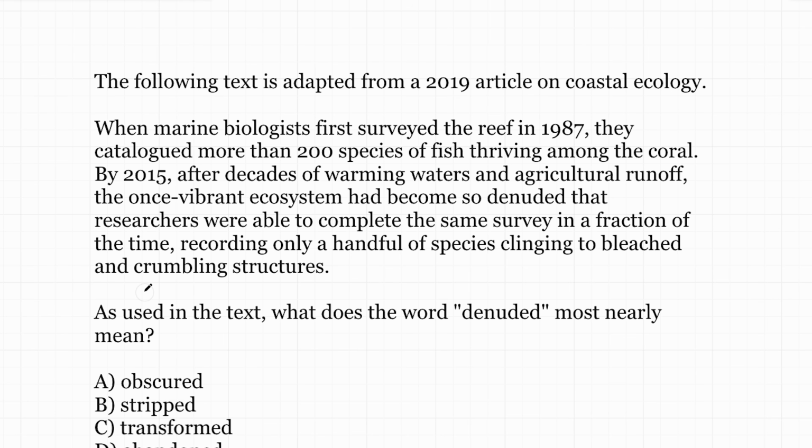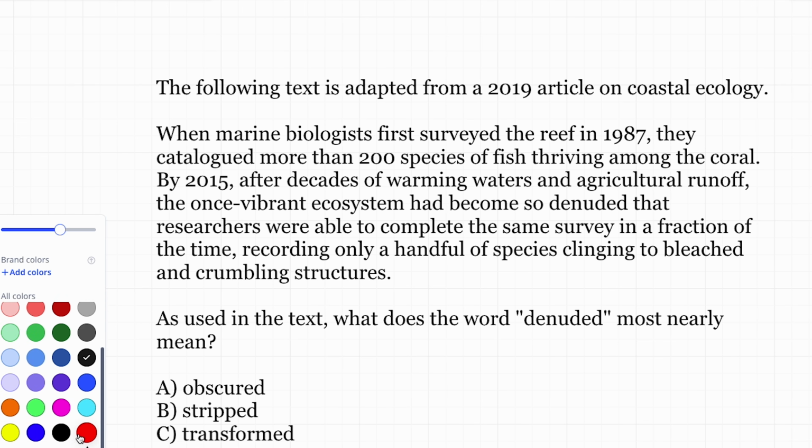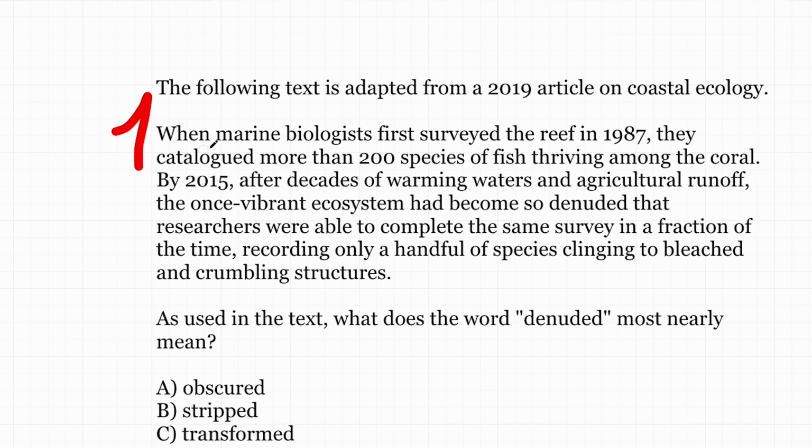Okay, so real quick here, I just want to show another example of one type of vocab question you might see on the SAT. These don't show up that often, but sometimes they do. You might see a question where it says, as used in the text, what does this word mean? You just solve these the exact same way as all the other problems I've shown in this video. But let me go over it real quick. So you read the passage like before. When marine biologists first surveyed the reef in 1987, they cataloged more than 200 species of fish thriving among the coral.